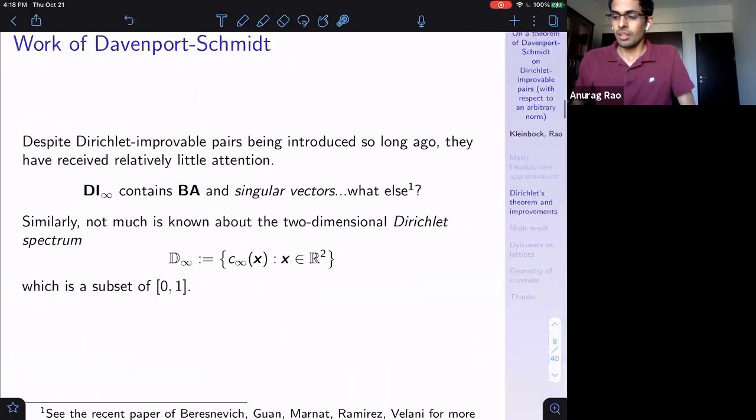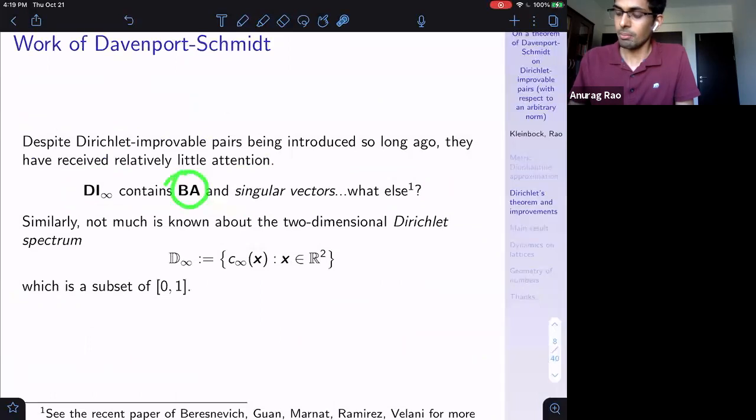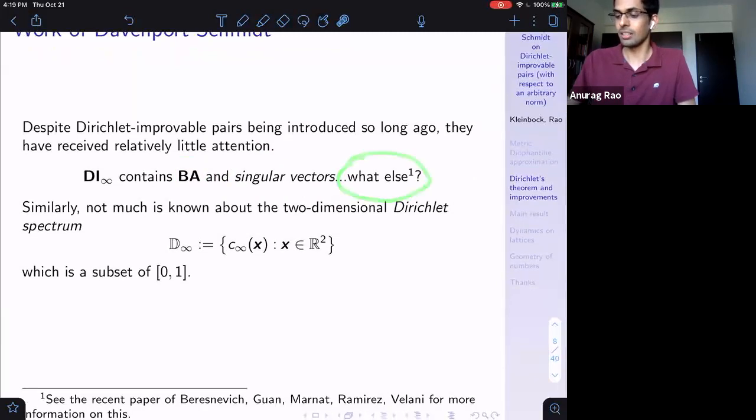Okay, so this set of Dirichlet-improvable pairs was introduced long ago, but they fall under the category of uniform Diophantine approximation, and they've received not as much attention as asymptotic Diophantine approximation. So it's well known that Di infinity contains badly approximable vectors and singular vectors. I won't define what these are, but it's not clear what else. The exact structure of Di infinity is not really clear.